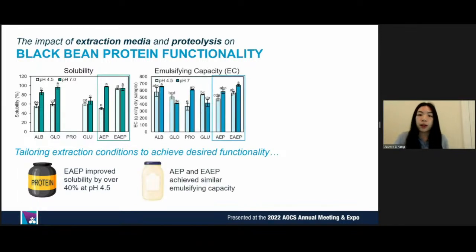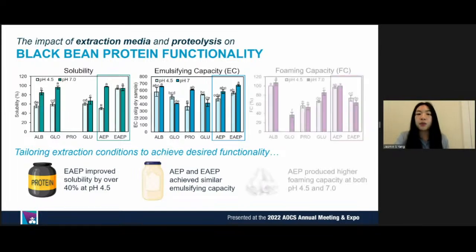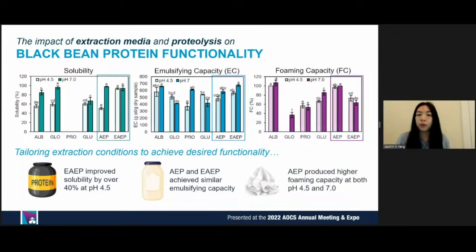Next, we explored emulsifying capacity, which is relevant in food systems like a vegan mayonnaise, in which you would need a plant-based emulsifying agent. Our results here show that AEP and EAEP proteins yielded similar emulsifying capacity, so either could be used in this application. And lastly, we explored foaming capacity, which is important for products like plant-based whipped cream. Notably, proteolysis decreased foaming properties, likely due to the excessive breakdown of proteins, which we see in a variety of plant proteins as well.